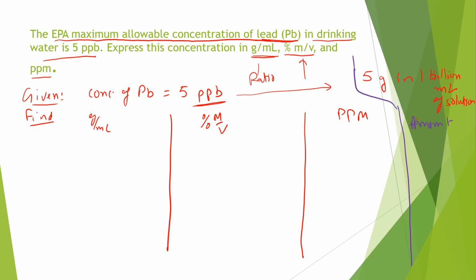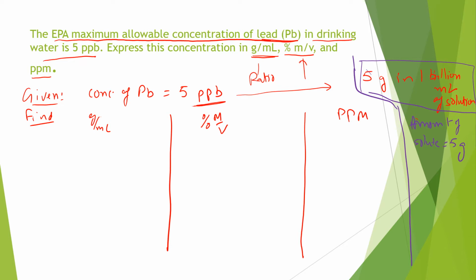Okay, so let me write on the side. So amount of solute is 5 grams. How do we get 5 grams? Because that's the meaning of 5 ppb. The meaning is 5 grams in 1 billion ml of solution. So that's the meaning of parts per billion, 5 parts for every 1 billion parts of solution. And these parts are measured in grams and milliliters.